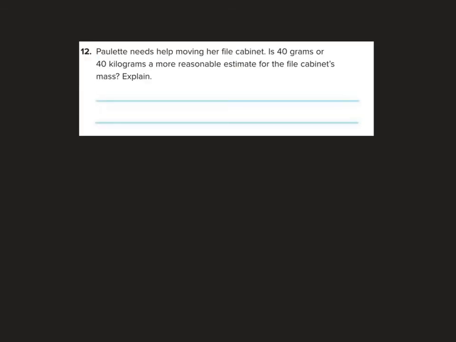Paulette needs help moving her file cabinet. Is 40 grams or 40 kilograms a more reasonable estimate for the file cabinet's mass? 40 kilograms. If you don't know what a file cabinet is, it's what I pull the tests out of. It's what the pencil sharpener is on that has the 2 drawers underneath it. Those are filing cabinets and they are heavy. The custodians don't let the teachers move them because they're so heavy.